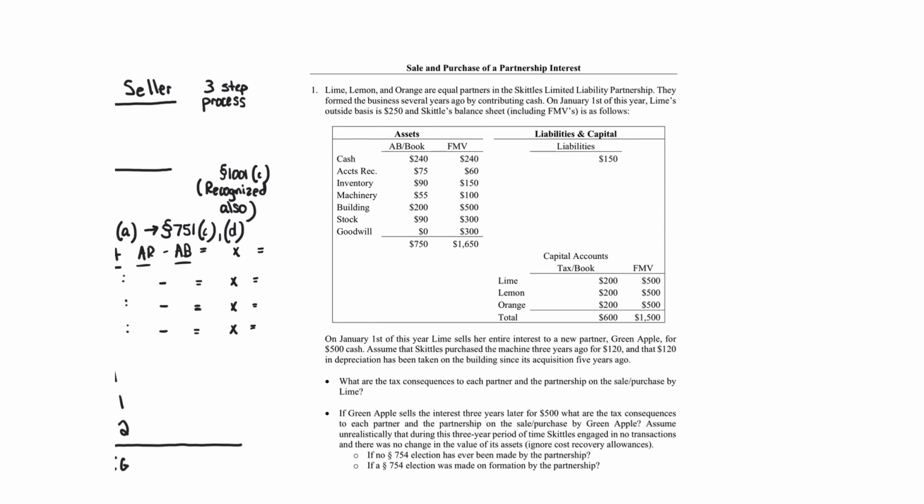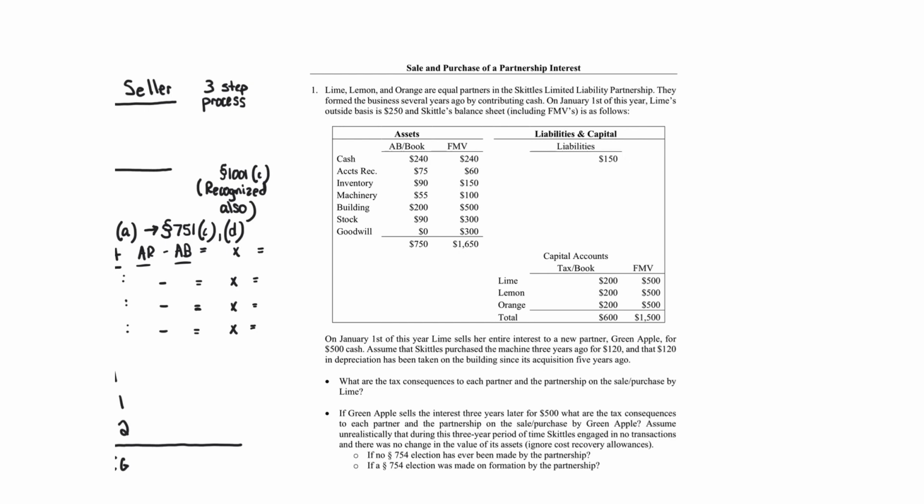All right, we're talking about sales of partnership interests. We've got Lime, Lemon, and Orange as equal partners in the Skittles Limited Liability Partnership. They formed the business several years ago by contributing cash. On January 1st this year, Lime's outside basis is $250, and Skittles' balance sheet, including fair market values, is as follows. So we've got a bunch of different types of assets. We've got some liabilities. We've got the capital accounts of Lime, Lemon, and Orange.